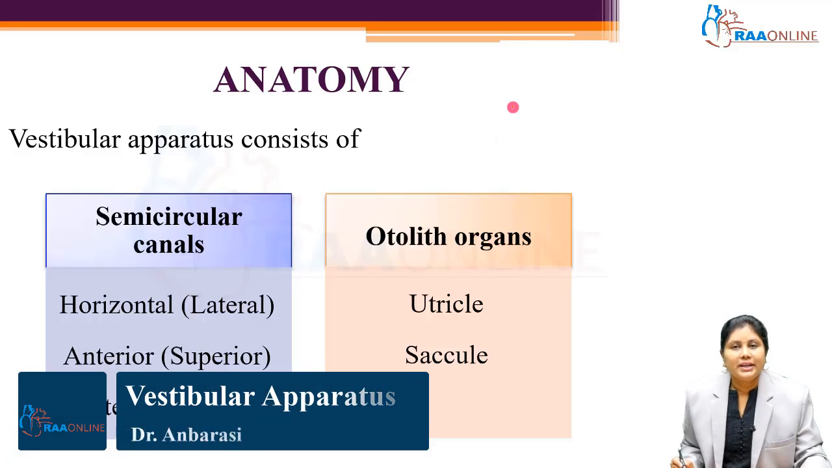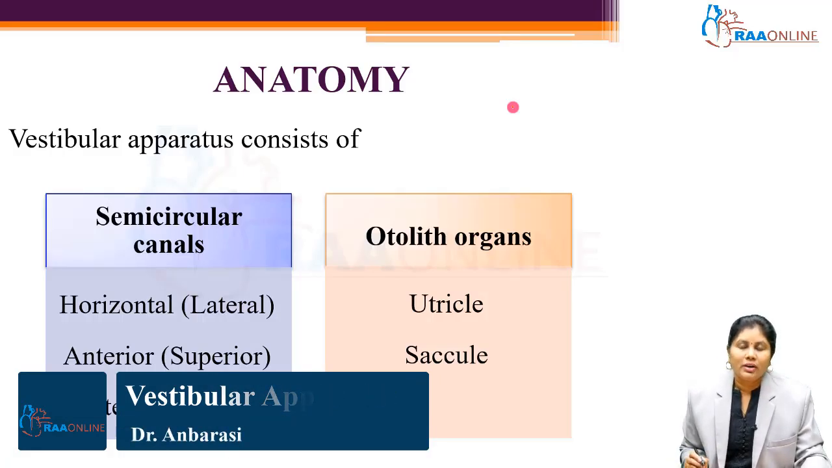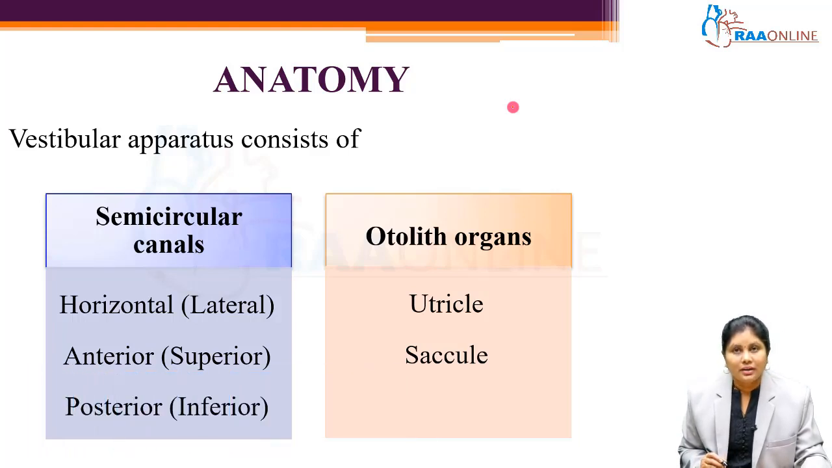So the vestibular apparatus consists of two important organs: the semicircular canals, which include the horizontal or lateral pair, the anterior or superior, and the posterior or inferior pair. So there are three semicircular canals on each side. The otolith organs include the utricle and saccule.